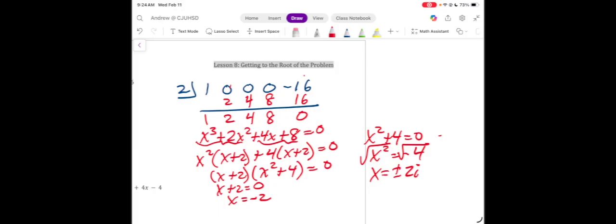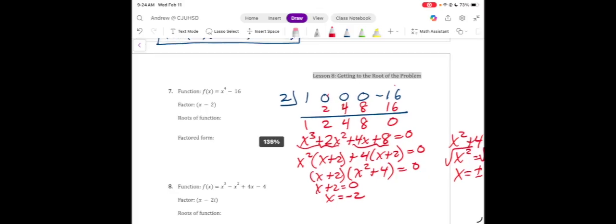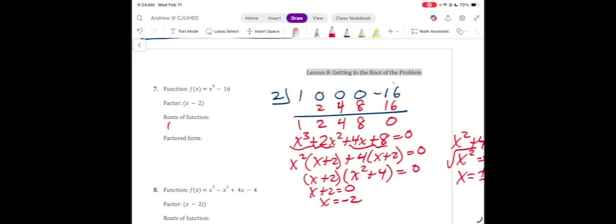Hello. That's the first time we've seen imaginary numbers this year, I think. Okay, so what are our roots? We have plus or minus 2 and plus or minus 2i. So the factored form would be that the function is (x + 2)(x - 2)(x + 2i)(x - 2i).